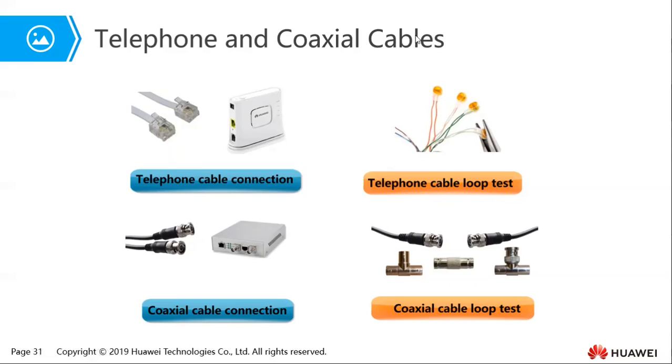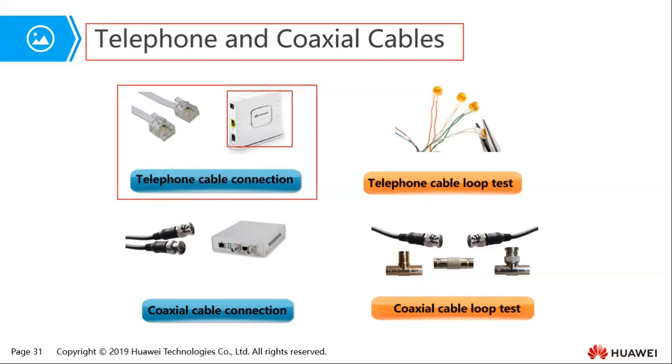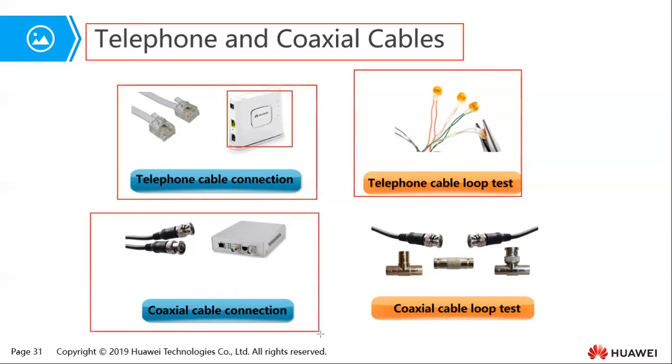So telephone and coaxial cables. We still look at this because some networks still use them. For telephone, anytime you're using telephone cables to transmit data, they have to use a modem because they're using different types of data. And we normally use a telephone cable loop test, which is used to find out if the current is flowing. So one end and the other end is connected. Then if they're able to light up, then you know that it's actually okay. Then you have coaxial cables.